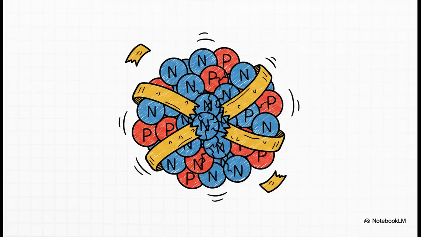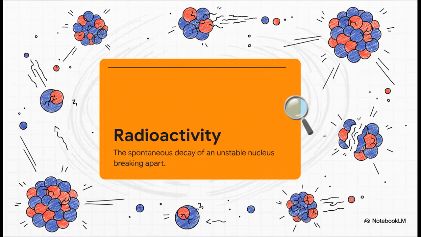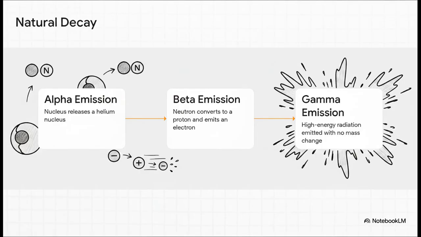But atomic stability isn't guaranteed. Deep inside the nucleus, sometimes that binding glue simply fails. If a nucleus gets a lopsided neutron-to-proton ratio, it goes unstable and triggers a violent, spontaneous radioactive decay. When that messy breakup happens, it usually triggers one of 3 natural emissions: alpha, beta, or gamma.